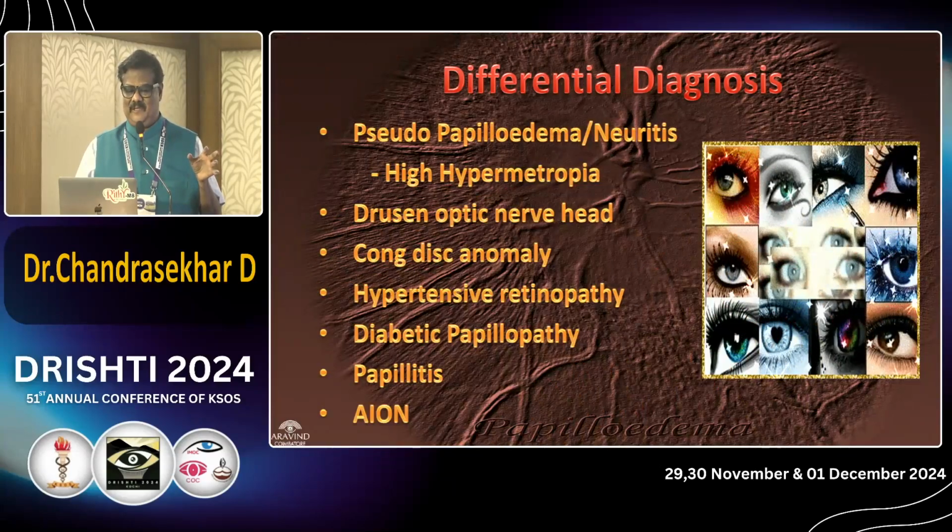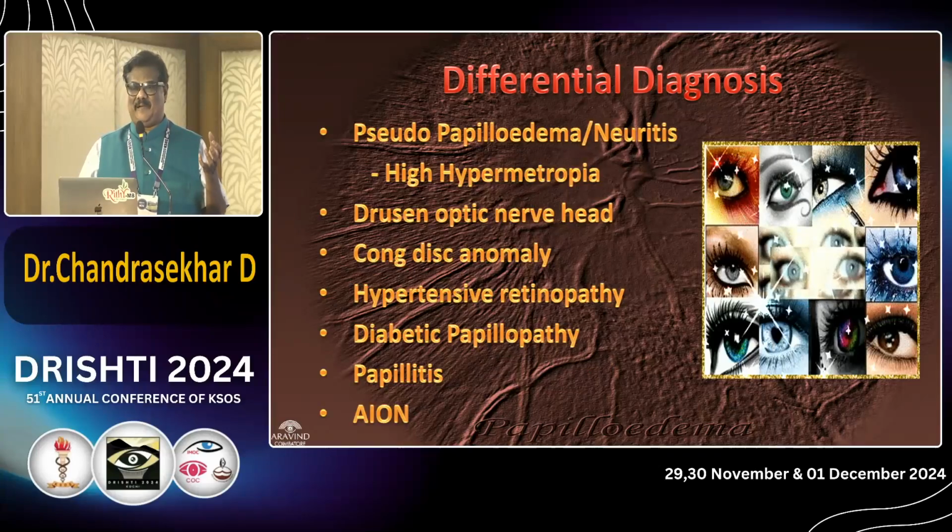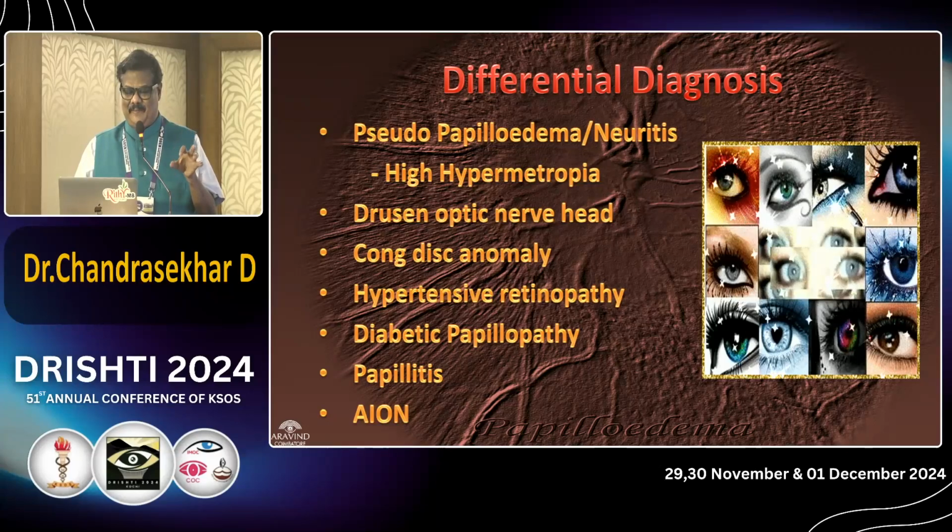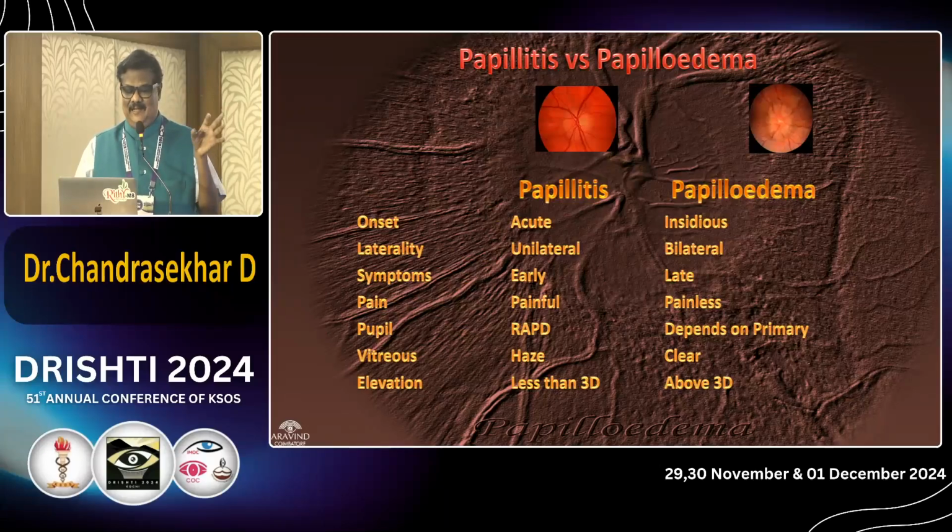Now the differential diagnosis: many things can mimic papillary edema, such as hypermetropic disc, drusen, a congenital anomaly, hypertensive retinopathy, diabetic papillopathy, and so on. Most important are the differences between papillitis and papillary edema. Papillitis is unilateral and acute, whereas papillary edema, except in trauma or hemorrhage, is insidious. Laterality: papillitis is unilateral, papilledema bilateral. Early symptoms versus late symptoms. Painful versus painless. It has already been explained. The pupil can have RAPD depending on the primary lesion, and vitreous haze may be present.